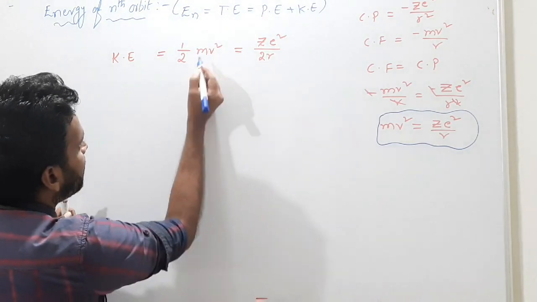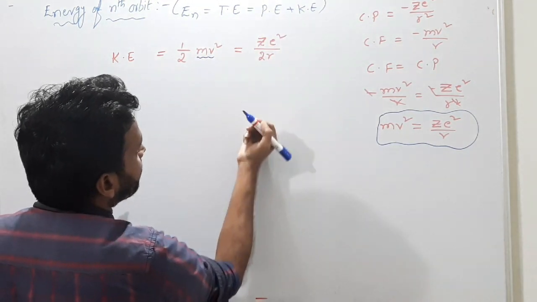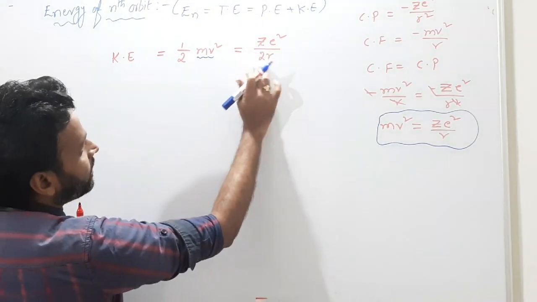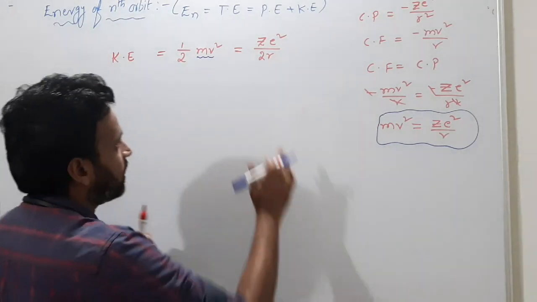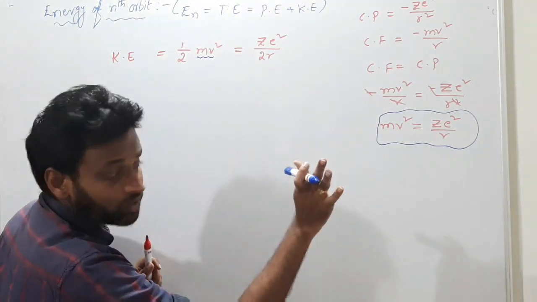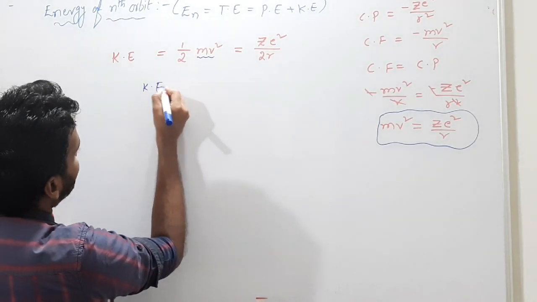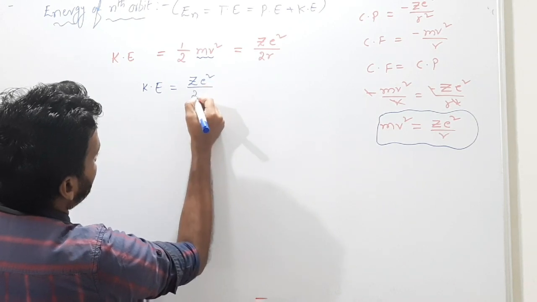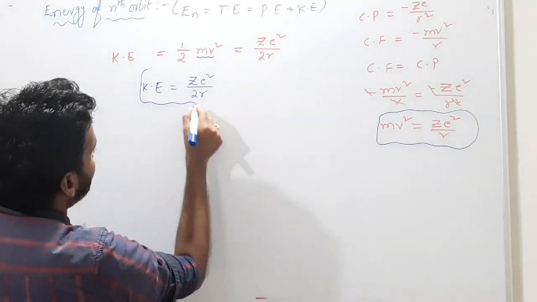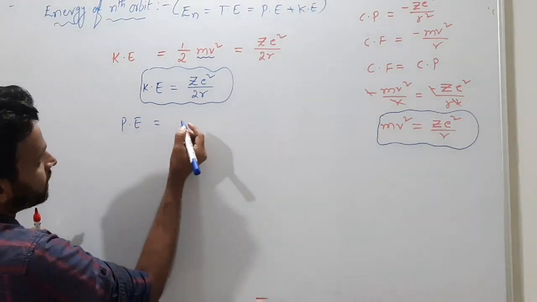So instead of mv square I substituted Ze square by r. So Ze square by 2r, no negative. Velocity won't be negative, right? So no need to get confused about minus or plus. So what is the kinetic energy formula finally? Kinetic energy is equal to Ze square by 2r. This is kinetic energy. And what is the potential energy?